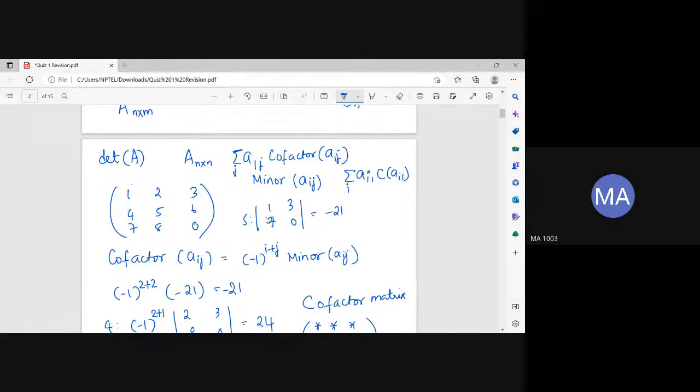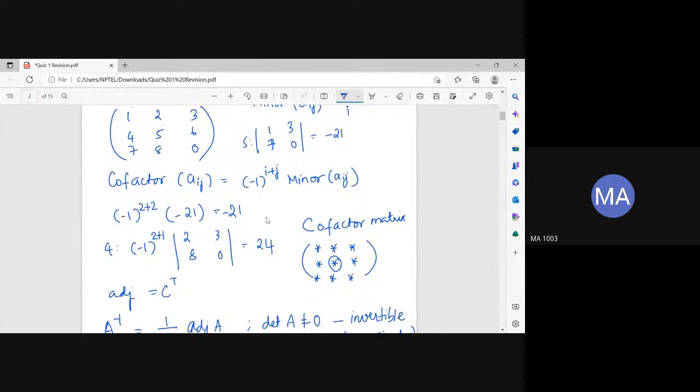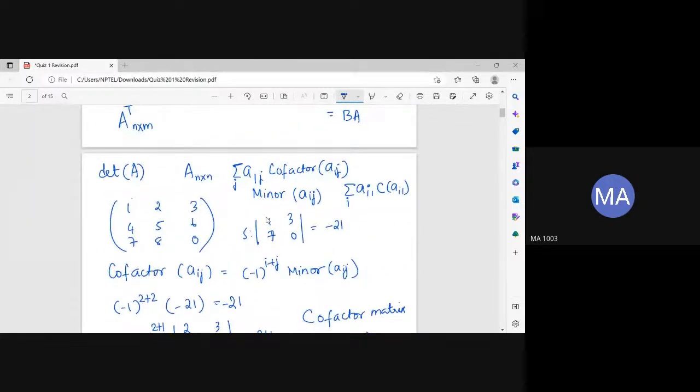Okay. So whatever way you do, whichever row or column you choose to expand, your determinant is always going to be a fixed number. It's not going to be different depending on which row you choose. If it were different, then it would not be one fixed number, right? How can you calculate the inverse if you get one determinant, and someone else uses another row and gets another determinant?